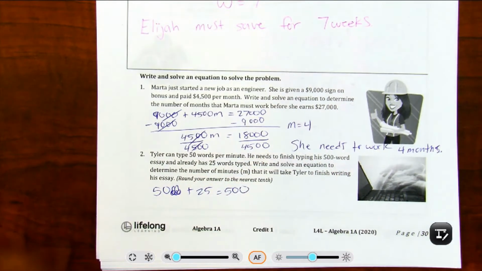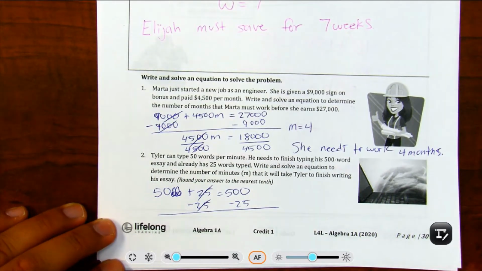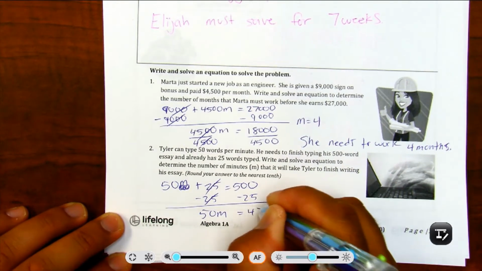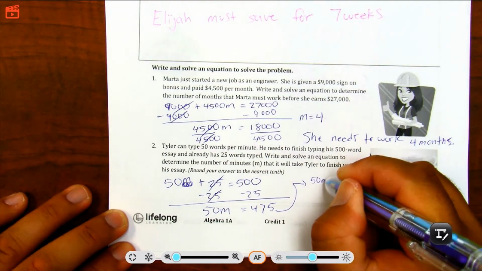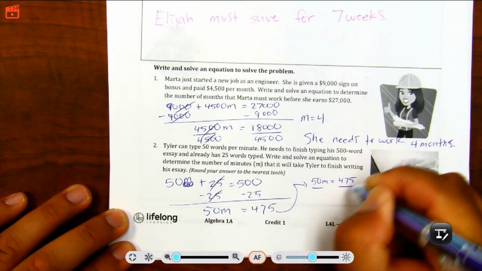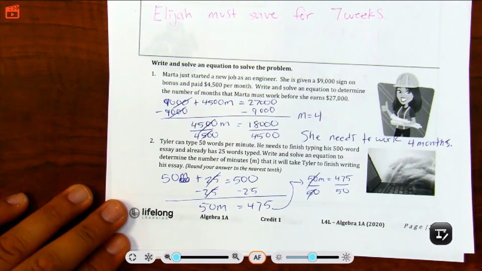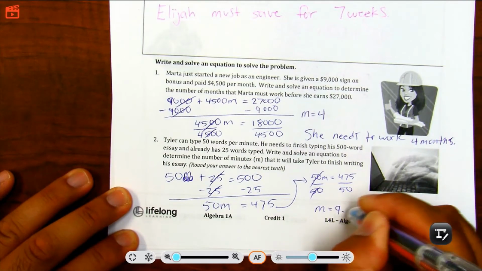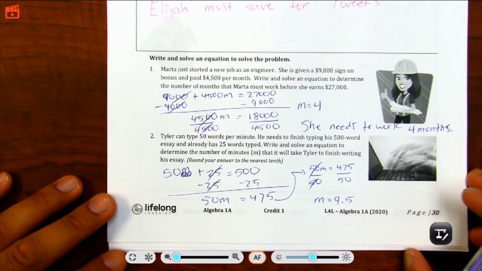Subtract 25 from both sides. 500 minus 25 is 475. So we have 50M is equal to 475. I'm running out of room here, but I'll do it here. 50M is equal to 475. Divide both sides by 50. So 475 divided by 50 ends up being 9.5. So M is equal to 9.5. So to finish, it will take him 9.5 minutes.